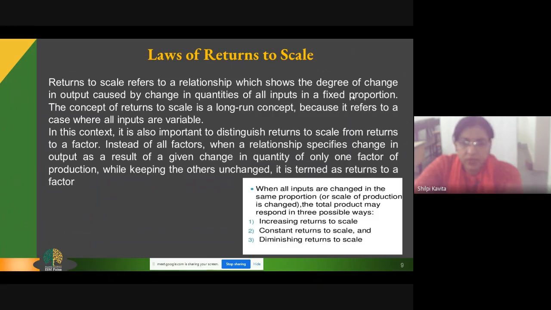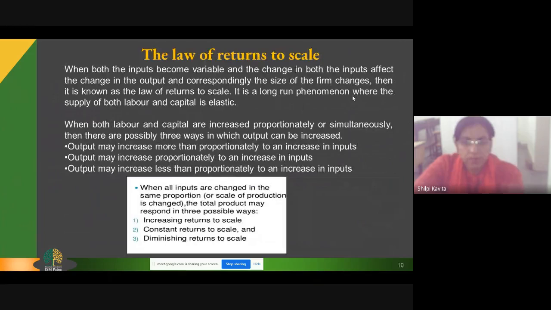Instead of all factors, when a relationship specifies change in output as a result of a given change in quantity of only one factor of production, while keeping the others unchanged, this is called returns to a factor. And when all the factors are being changed, they are known as returns to scale. So returns to scale has 3 ways in which output can be increased. When all inputs are changed in the same proportion, the total product may respond in 3 possible ways: increasing returns to scale, constant returns to scale, and diminishing returns to scale.